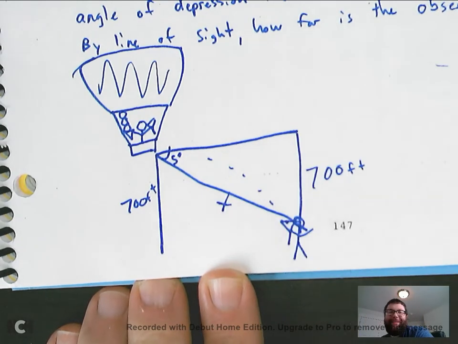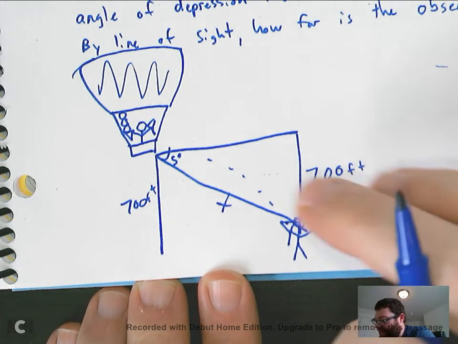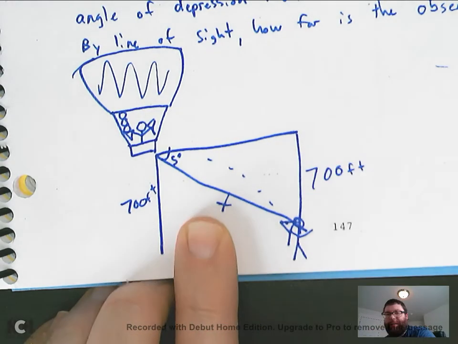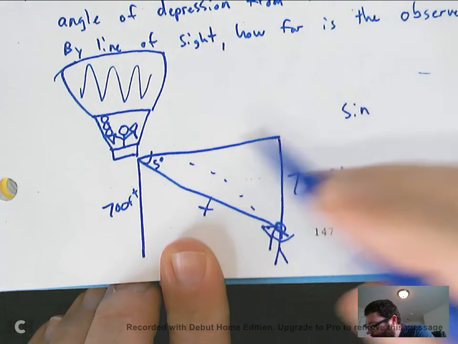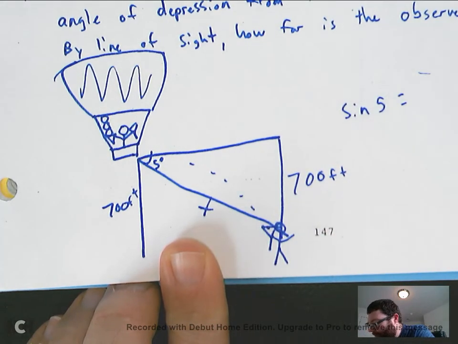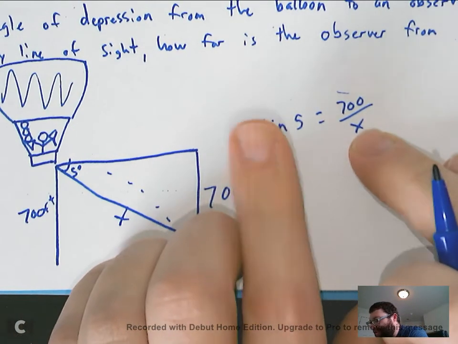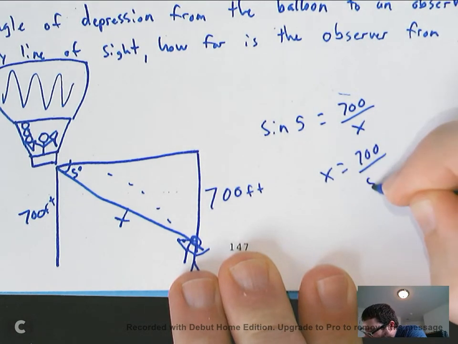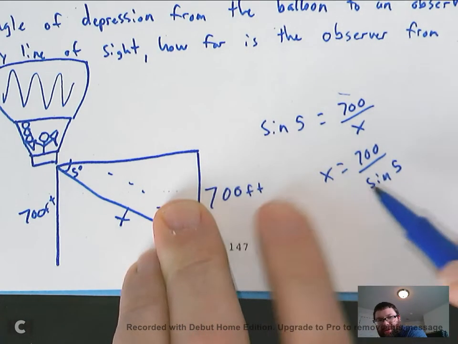I need to figure out this, the hypotenuse. I know an opposite side length and the angle, and I need to find the hypotenuse. Opposite and hypotenuse is going to be sine. So you'd set it up as sine of the angle, 5, equals opposite, 700, over the hypotenuse, x. Then you solve: the x and the sine 5 switch spots, so x equals 700 divided by sine 5.